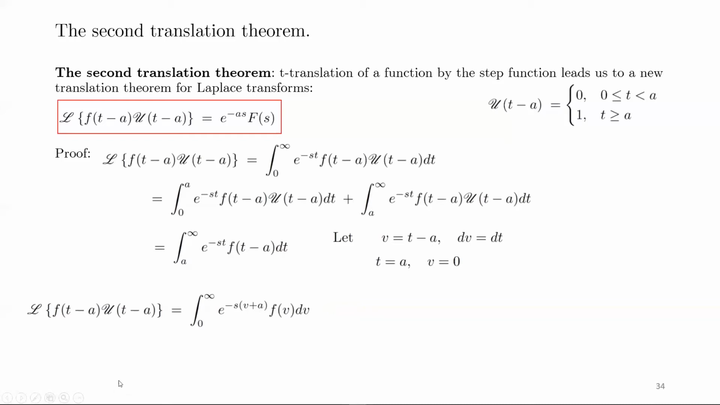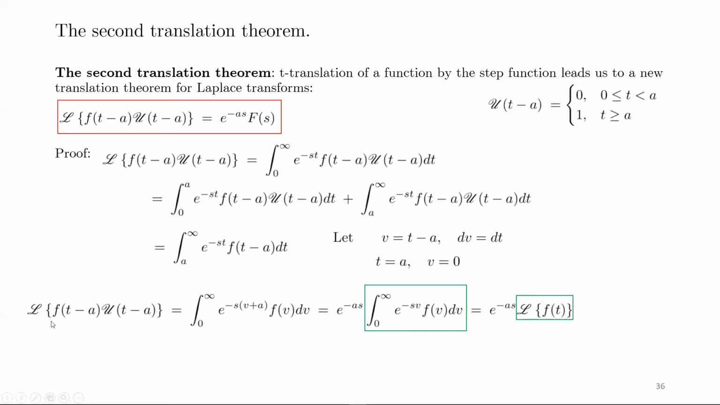What I can do is split this exponential up into two parts using the exponential law, the product of two exponentials. So this is equal to e to the minus a times s times the integral from 0 to infinity of e to the minus s times v, f of v dv. But what is this integral? It is quite simply the definition of the Laplace transform of f of t.